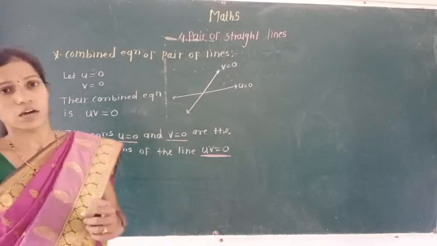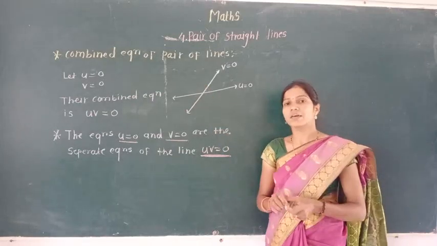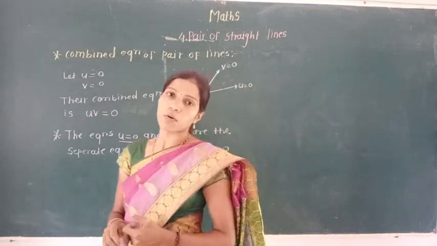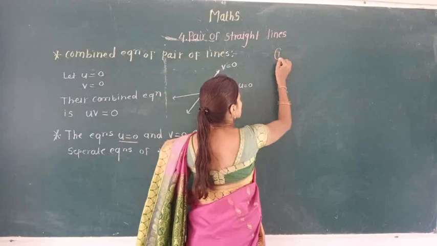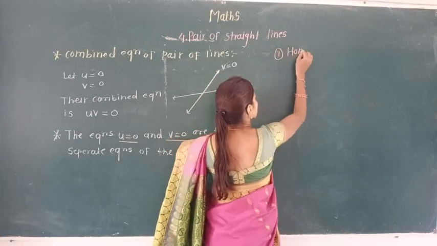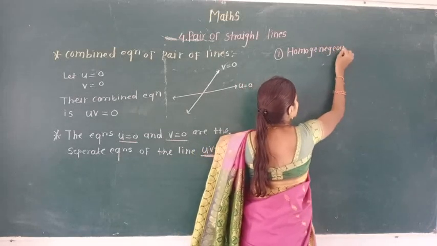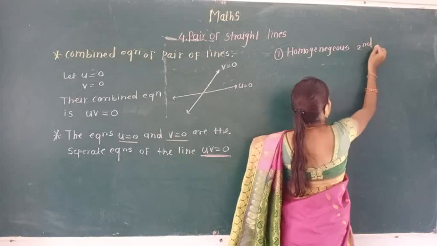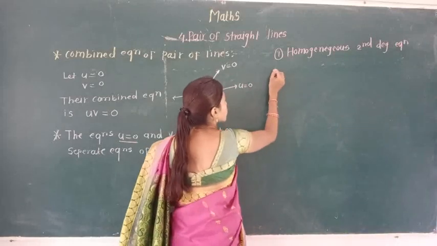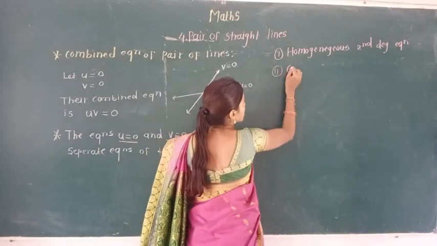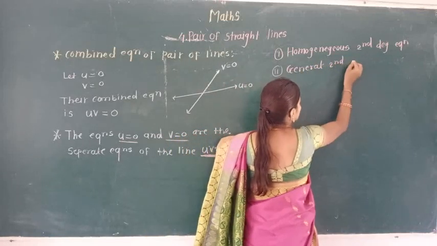Now in this lecture we see there are different forms of a combined equation of a pair of lines. There are two forms. The first form of a combined equation is the homogeneous second degree equation, and the second form is the general second degree equation.